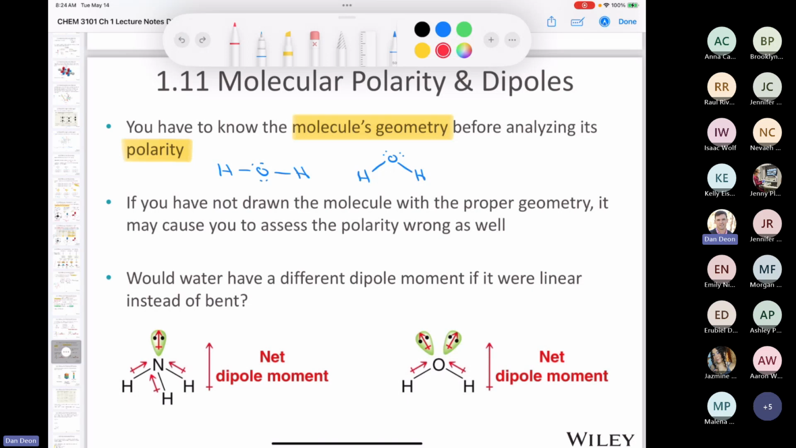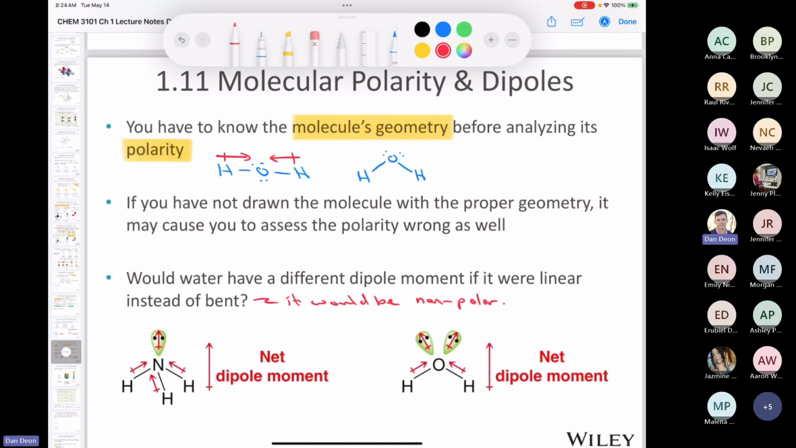Would water have a different dipole moment if it were linear? Yes, it would have no dipole moment, right? You'd have one going this way, one going this way, and they would cancel. That's what you could say. It would be nonpolar if it was linear.